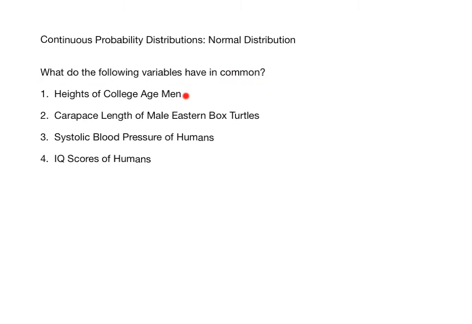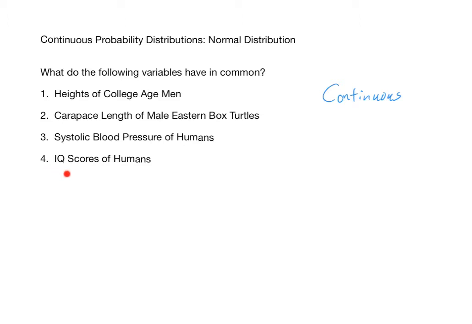Heights of college-age men, carapace length of male eastern box turtles, systolic blood pressure of humans, and IQ scores of humans. What do those four have in common? You first might notice that each of these is a continuous variable, with the exception of the last one. Heights of college-age men, those are lengths. Lengths are continuous. Carapace length of male eastern box turtles, for the same reason, is also continuous. Decimals also make sense with systolic blood pressure, even though we don't typically use decimals. We certainly could, but pressure is continuous.